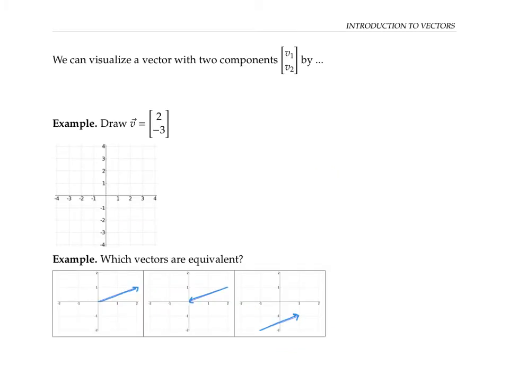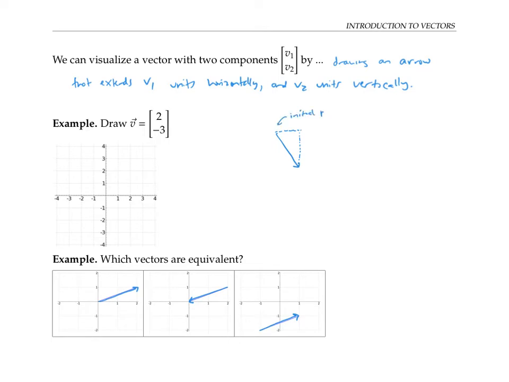We can visualize a vector with two components, v1 and v2, by drawing an arrow that extends v1 units horizontally and v2 units vertically. So for example, if I want to draw this vector v with components 2 and negative 3, I need an arrow that goes over 2 units horizontally and down 3 units vertically. The tail end of the arrow is called its initial point, and the arrow end of the arrow is called its terminal point.